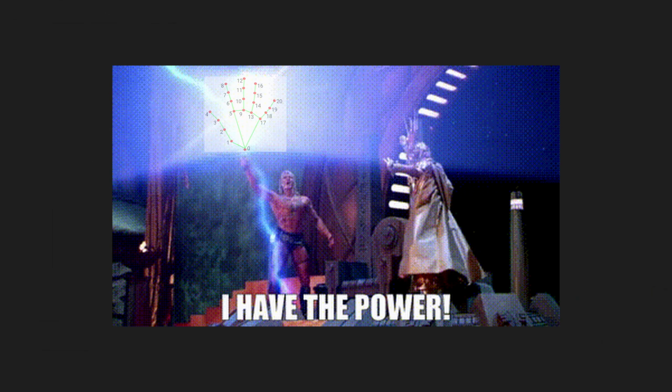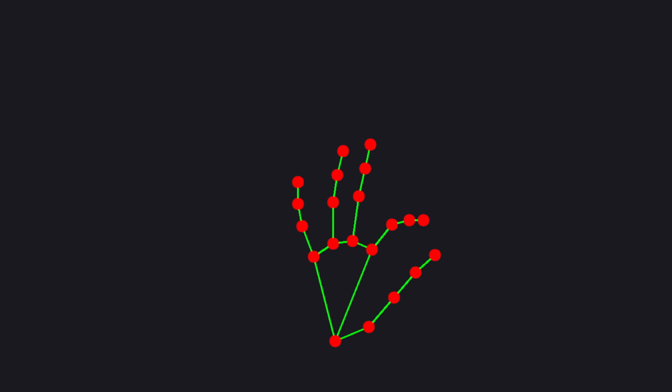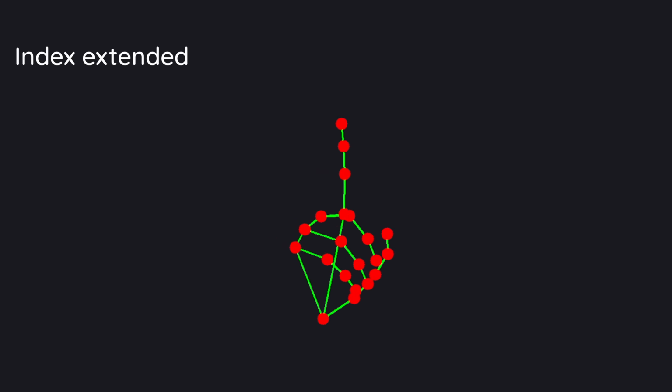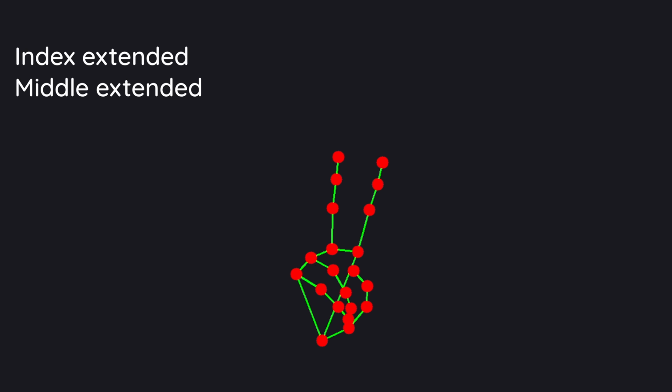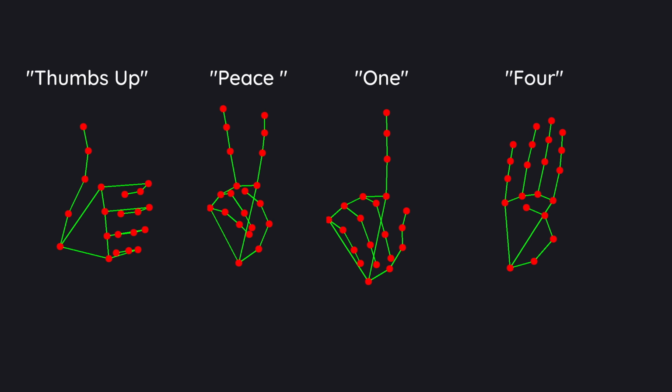Now that I have access to all of these points, I need a way to determine which gesture the hand is actually making. There are a couple ways of doing this. I decided to make a system that checks which fingers are extended. That way, I can map different combinations of fingers being extended to different gestures. If there are more specific cases, I can just handle those separately.